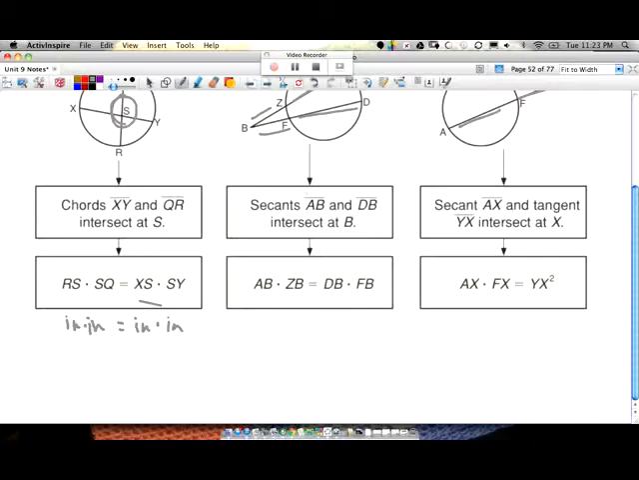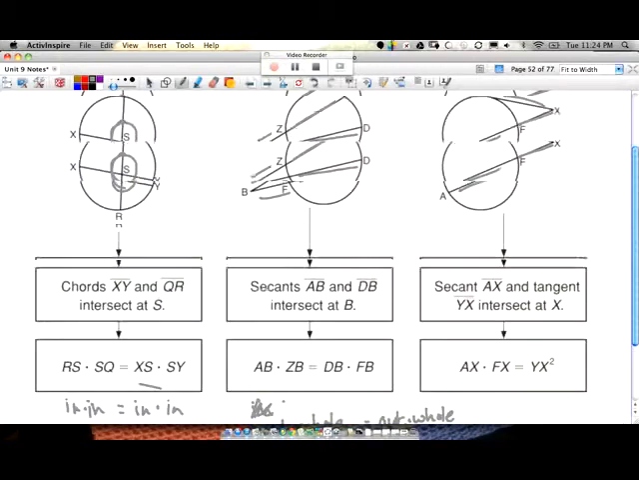And then for this one where it's got an inside and an outside, it's really out times the whole. Remember, the whole is going to be the in plus the out. Both pieces put together equals the out times the whole of the other one.